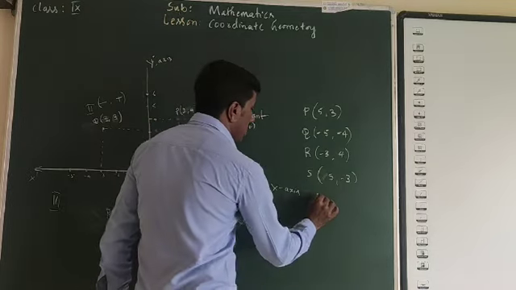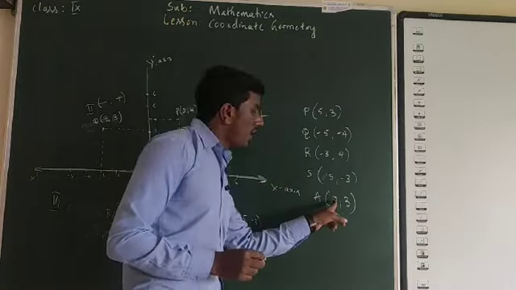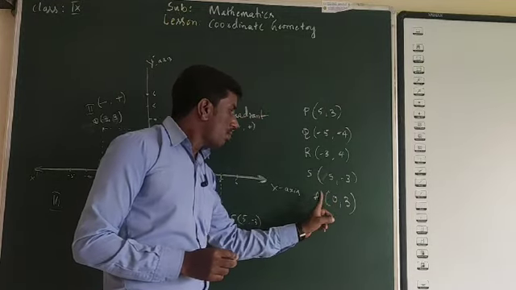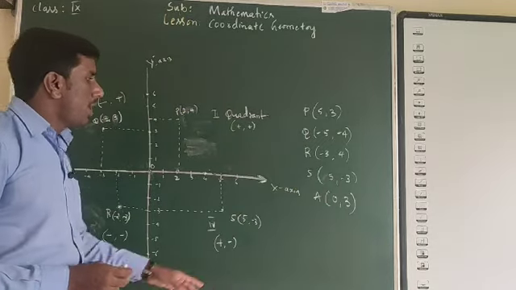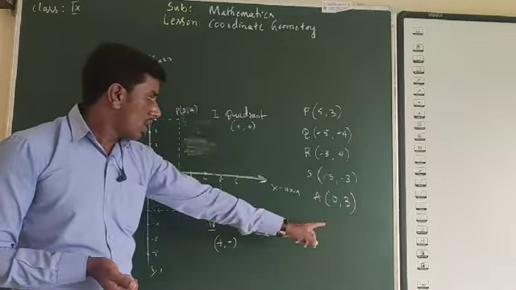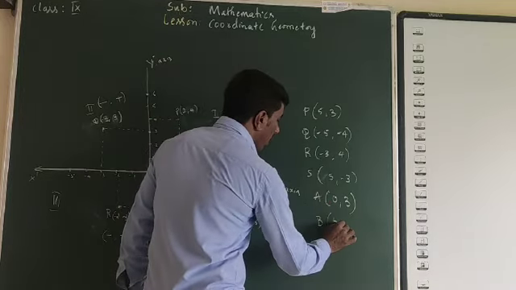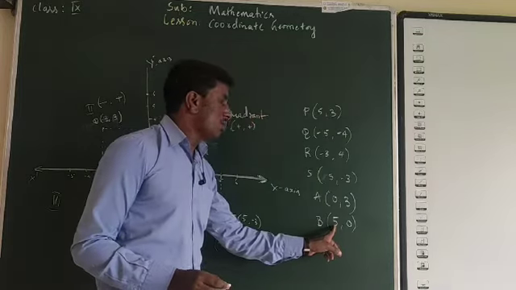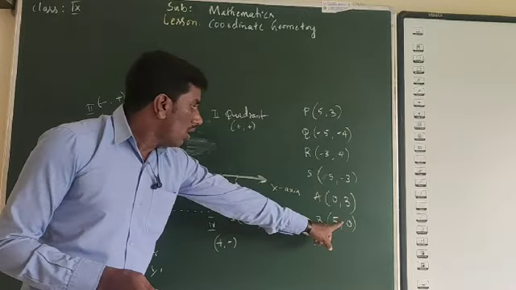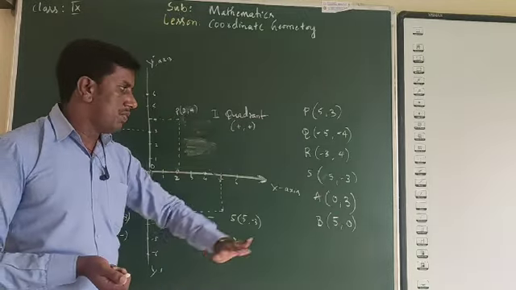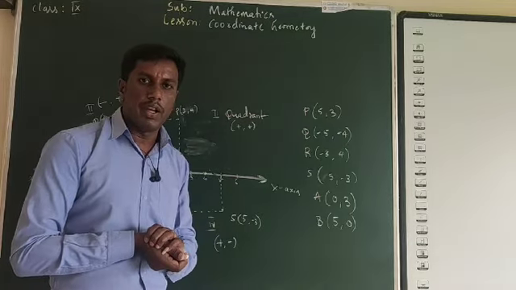If you see the point 0 comma 3, where does this point lie? You can observe that the x coordinate is 0. This point has to lie on the y axis, because the abscissa is 0. Then if you have a point like 5 comma 0, this point has to lie on the x axis, because the ordinate value is 0. So by observing the point itself, you can say where the point actually lies, right?